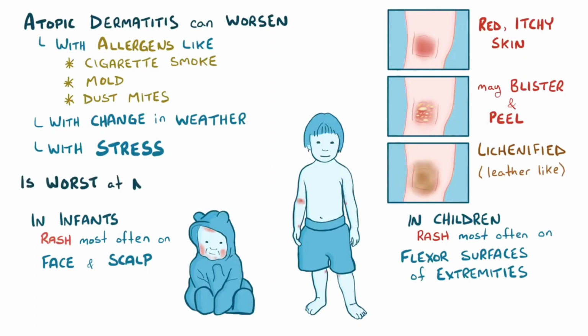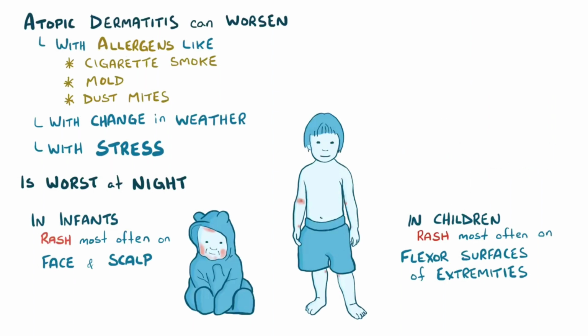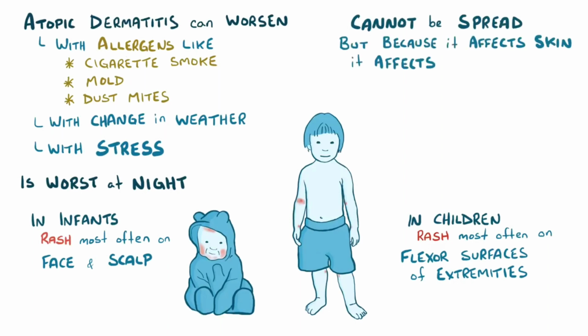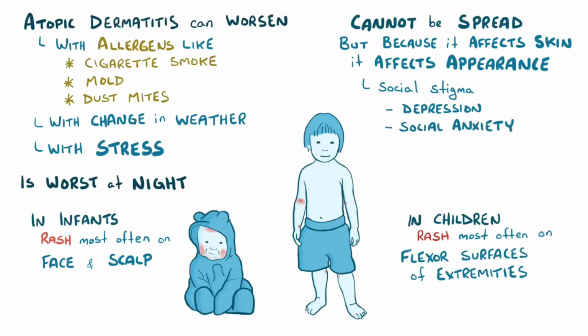Itchiness is often worst at night, probably because there are no distractions, and this is often when young children are most likely to scratch their eczema lesions. Because eczema is an autoimmune mediated process, it can't be spread to other people. But since it affects the skin and therefore the way a person looks, there's still a lot of social stigma associated with it. Unfortunately, many individuals, especially teenagers and young adults with atopic dermatitis, suffer from depression and social anxiety as a result.